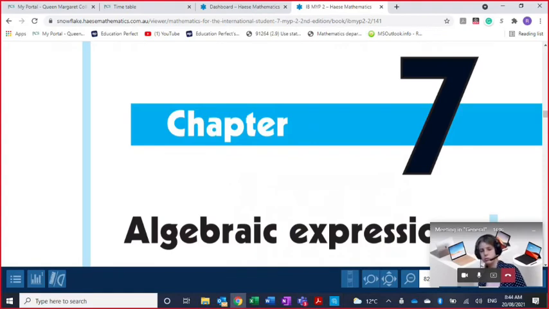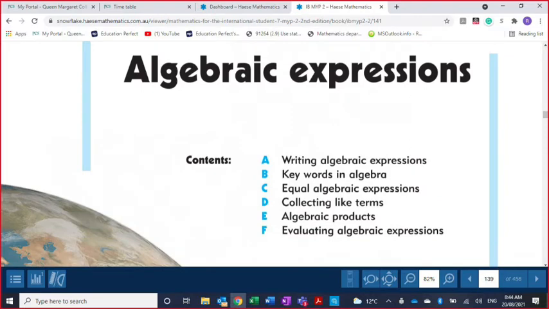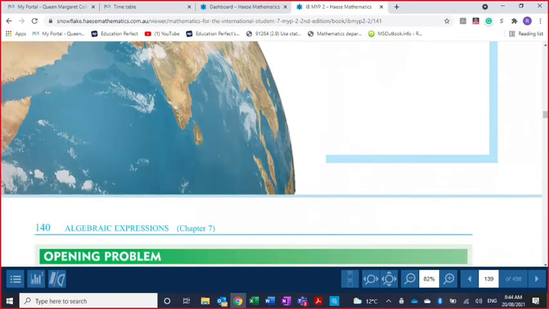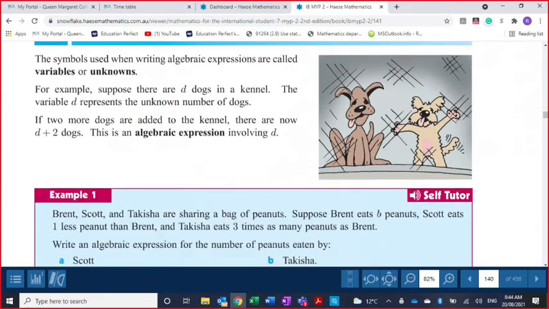So I'm on page 139, so you know where we're going to be in this section. So look at this first opening problem. Let's just move to the writing algebraic expressions. So the symbols used in writing algebraic expressions are called variables or unknowns. We prefer the word variable because that's what you're going to hear from now on. So don't get used to a word that you're not going to be using later.